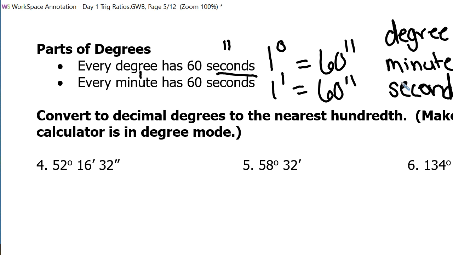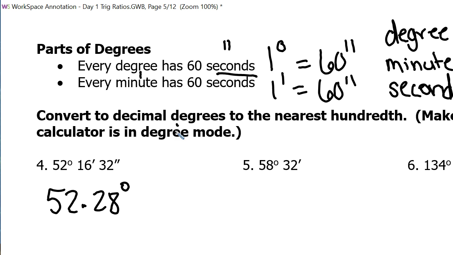And then hit enter. Now they said convert to decimal degrees to the nearest hundredth. So if I'm rounding my answer to the nearest hundredth, what would it be? 52.28 degrees. So number 4, the answer is 52.28 degrees. If they want your answer in degrees, you have to have that degree symbol. So make sure you have the degree symbol in your answer.